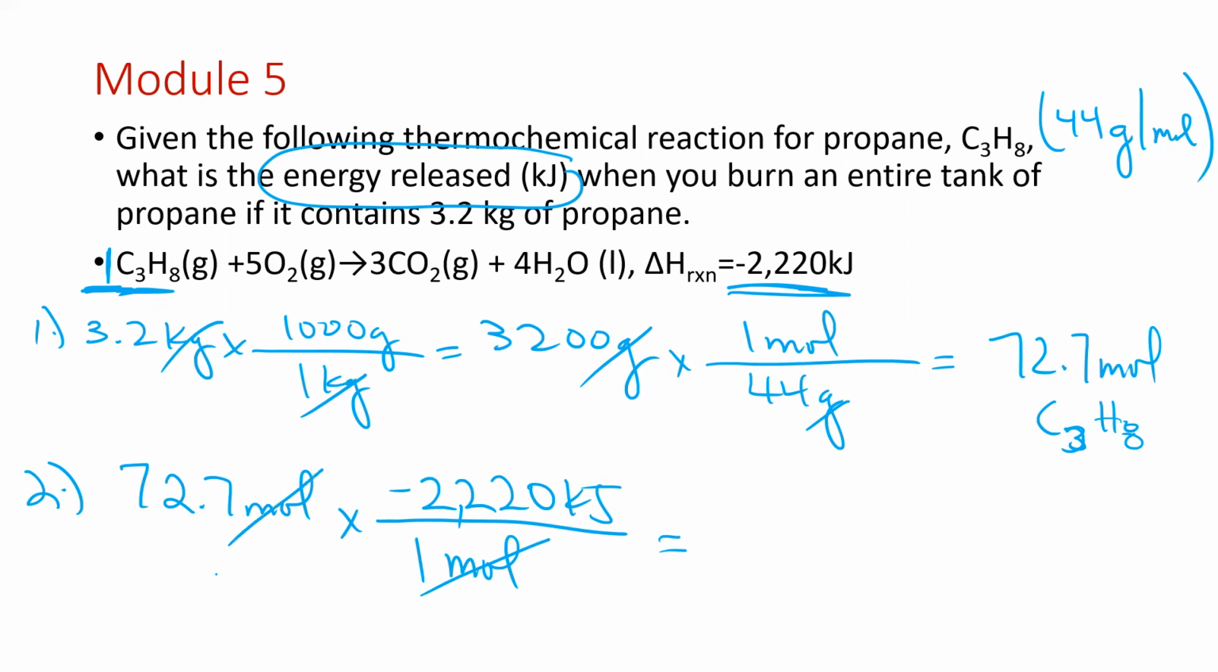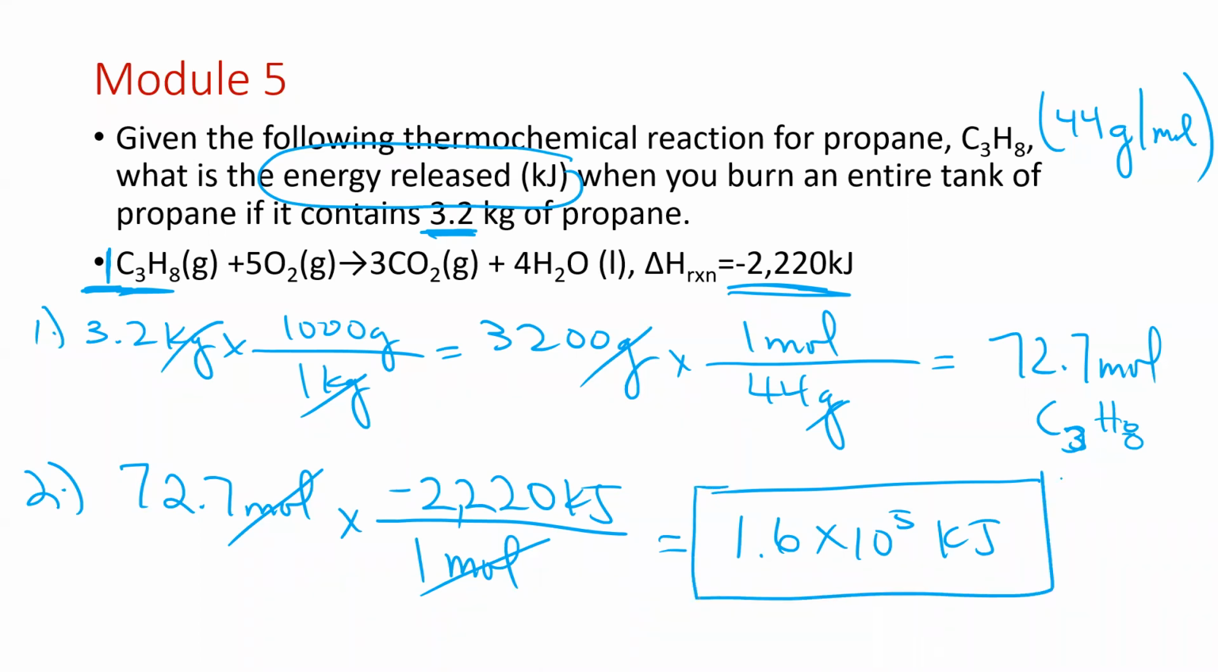Right, to get a giant number here, let's see, times 2,220. Let's see, 2 significant figures, because 3.2 kilograms of propane is 2 significant figures. So I would say something like 1.5 times 10 to the 5 kilojoules of energy would be released. If you want to say a negative, we're kind of already implying that it's negative because we're saying it's energy released, but yeah, a negative 1.5 times 10 to the 5 kilojoules of energy.